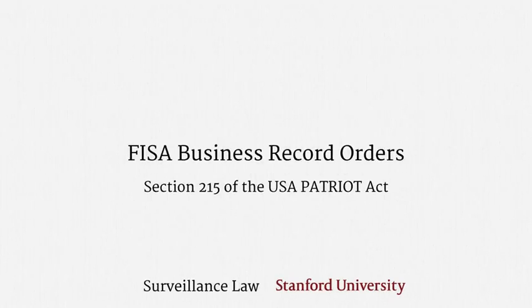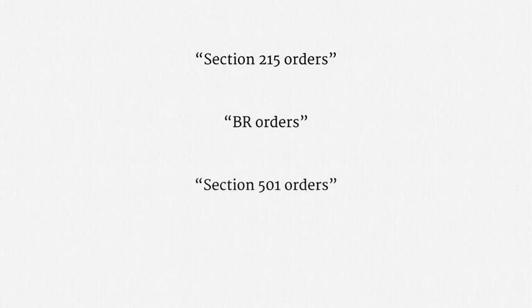This lecture explains business record orders under FISA. Since business record orders were greatly expanded by Section 215 of the USA Patriot Act, they're often called Section 215 orders. You might also hear them called BR orders. They're also sometimes dubbed Section 501 orders, since this is Section 501 of FISA as amended. And since much of the early debate about Section 215 related to library records, it's also sometimes called the library provision of FISA. All refer to the exact same type of order.